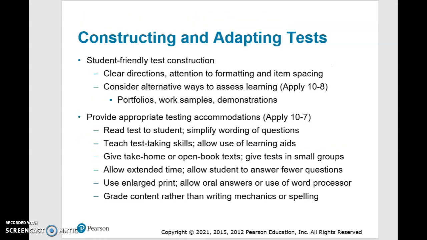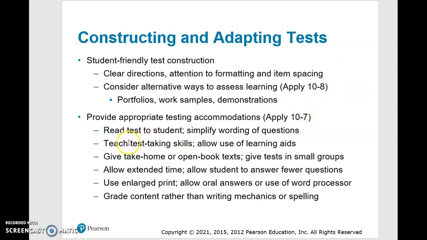Okay, some other things, constructing and adapting tests, student-friendly test construction. You want to have clear directions, attention to formatting. Consider alternative ways to assess learning if you need to, demonstrations, acting something out, portfolio, work samples, something like that, instead of maybe just the old school paper and pencil test. And check out apply 10-8 and 10-7.